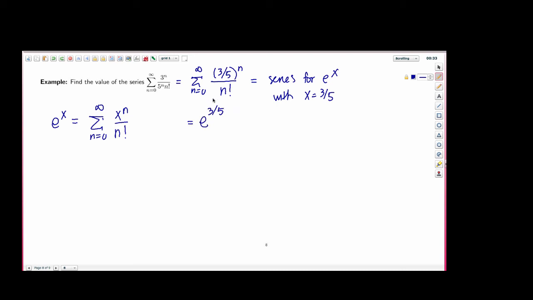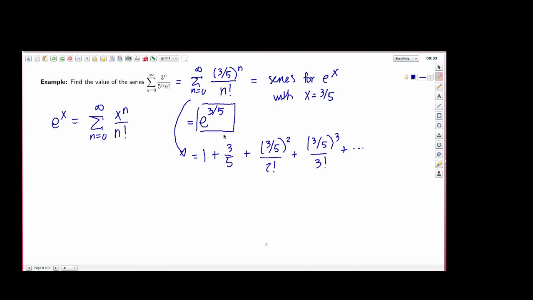And now just to make sure we all see what's going on, if you were to expand this out, when n is 0 we would get 1, n is 1 we get 3/5, n is 2, we get 3/5 squared, or 3 squared over 5 squared over 2 factorial, n is 3, 3/5 cubed over 3 factorial, etc. So the value of e to the 3/5 is given by this infinite series, which is just our series for e to the x with 3 over 5 in place of x.